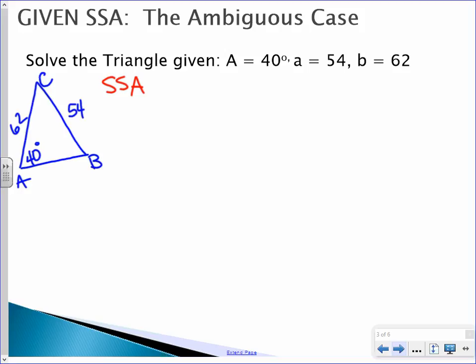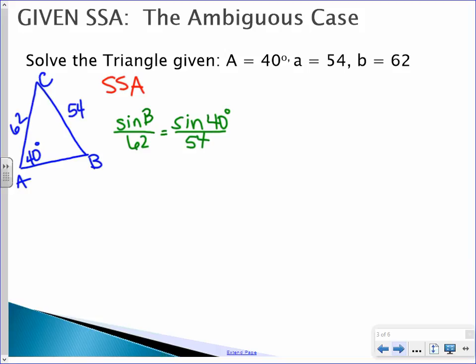Okay, so what is the only thing we can find right now? Remember, law of sines pairs angles and sides together. So we know both A's and we know one B. So the first thing we have to find is angle B. So we are going to write the sine of angle B over side B equals the sine of angle A over side A.